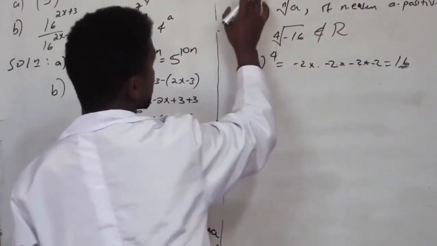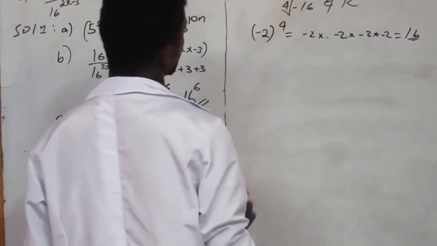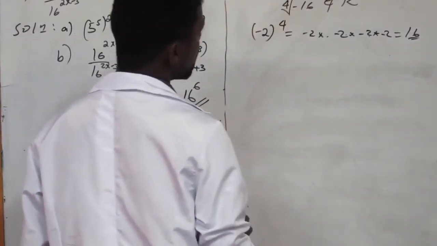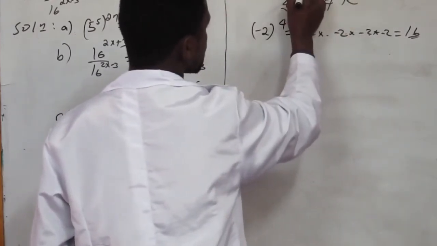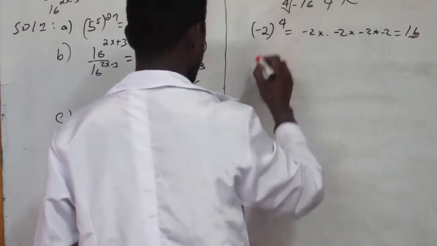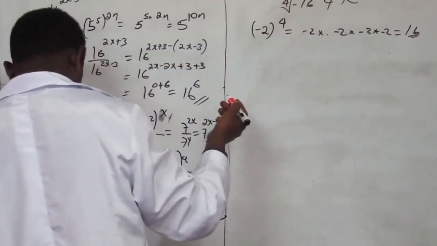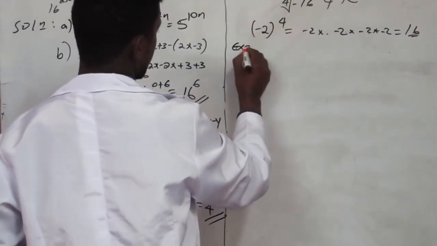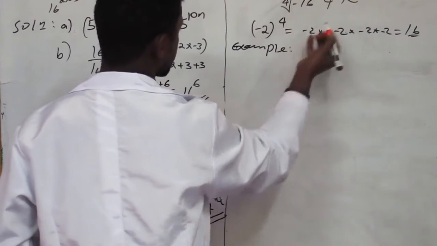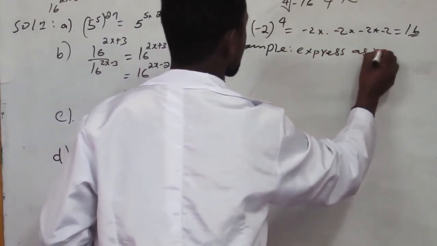That's why we can say that a should be greater than or equal to 0. It works for even as well as all integers. In this case, don't forget, if n is even, the number inside the radical must be non-negative. Okay. So we can express such kinds of numbers. For example, let's say: express as radicals.